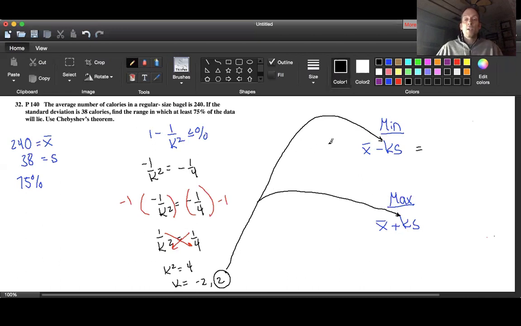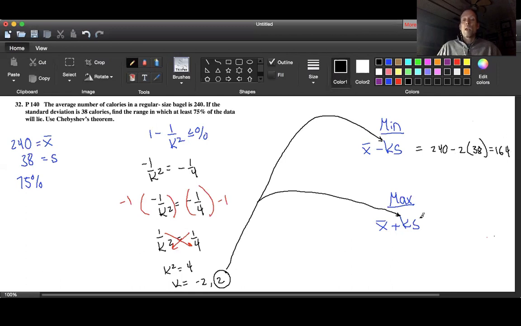Okay. So I'm going to do this over here on my right side. I've got x bar minus ks. My x bar is 240, minus my k, which is 2, times my s, which was 38. And let's see what happens when I calculate that out. I get 164.